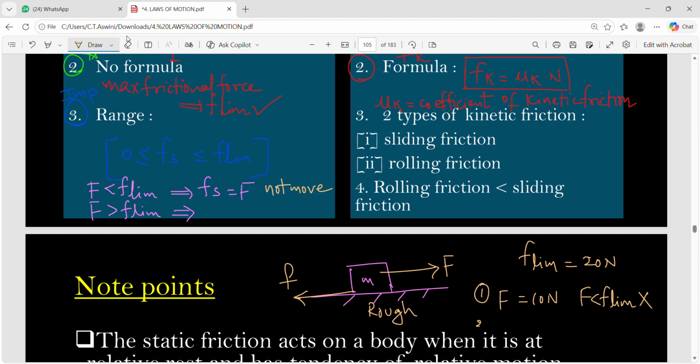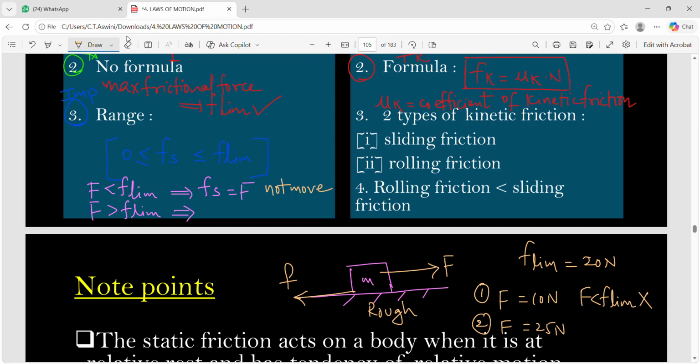Do you understand this? Imagine F is equal to 25 newtons this time. Frictional force is 20, but you applied 25 newtons now. Friction is trying to hold the body with 20 newtons. What are you doing now? Okay, friction. Your force is 20, your maximum capacity is 20 newtons, right?